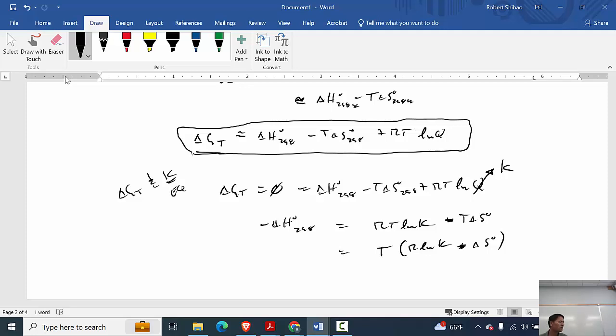So we'll continue this next time. We're almost done with chapter 13. We'll just look at some example calculations. But what we want to do is get the equations that we're going to use and then just apply them.